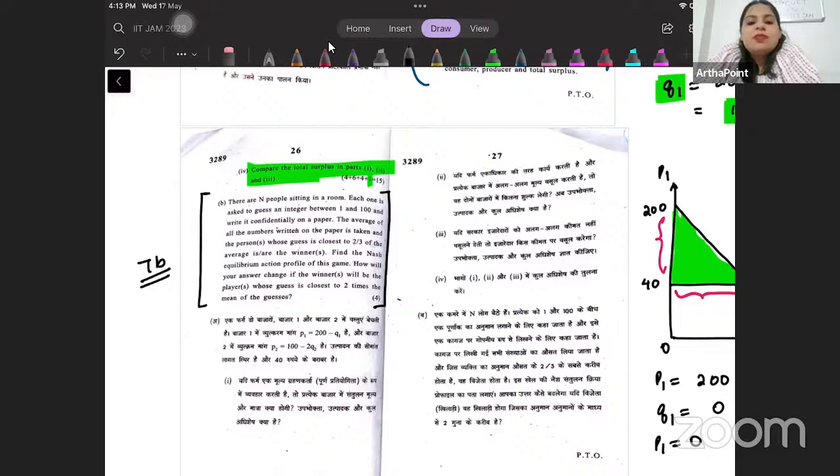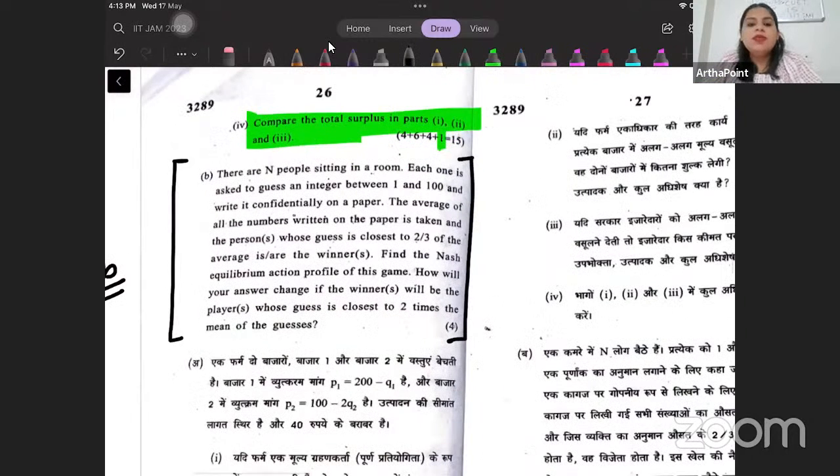There are n people sitting in a room. Each one is asked to guess an integer between 1 to 100. You have to understand the question very carefully, beta. Very, very interesting and important question. Each one is asked to guess an integer between 1 and 100 and write confidentially on the paper.